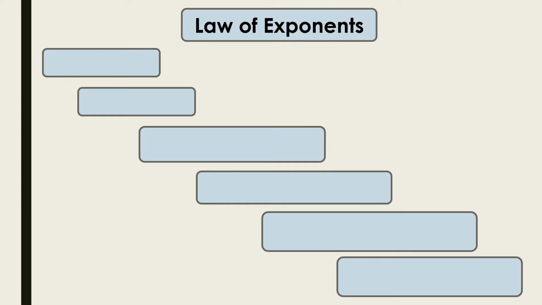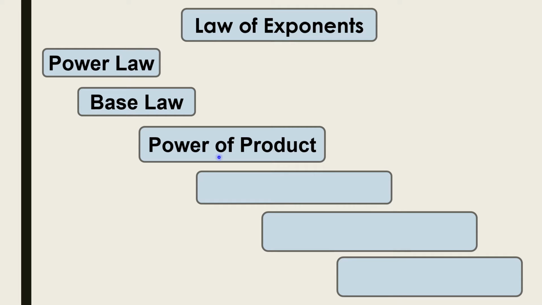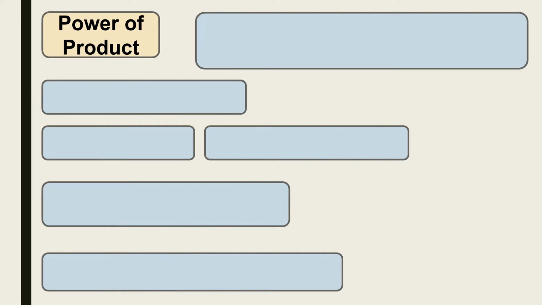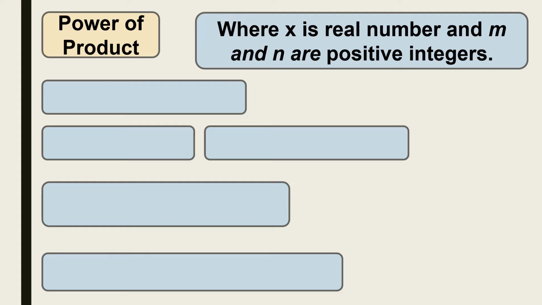So we have the laws of exponent. First is the power law, second is the base law, then the power of a product, next is the power of a quotient, negative exponent, and zero exponent. So let's tackle first the power of a product, where x is a real number and m and n are positive integers. How do we illustrate that?